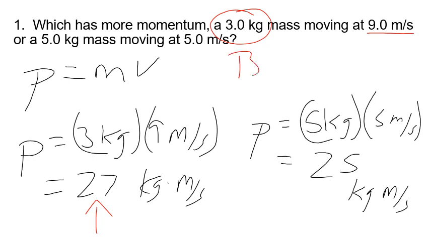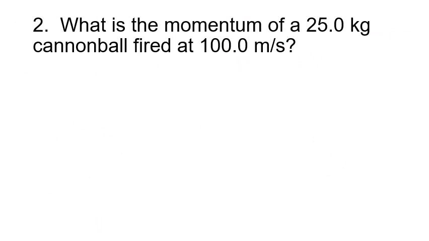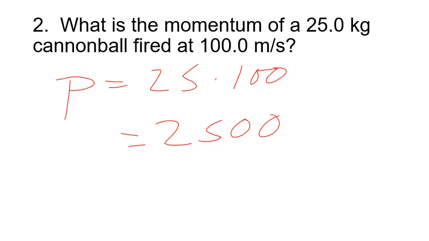A very good example of that is a bullet. A bullet, which is really, really small, but is traveling really, really fast, can have enough momentum to knock you down, because even though the mass is small, the velocity is high. The momentum of a 25 kilogram cannonball, well, it's going to be the mass, 25, times 100. That's going to be a momentum of 2,500 kilogram meters per second.